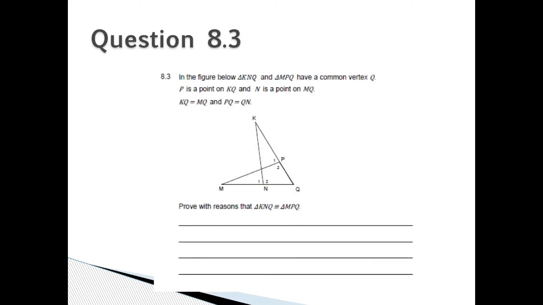In the figure below, triangle KNQ and triangle MPQ have a common vertex Q. P is a point on KQ and N is a point on MQ. KQ is equal to MQ and PQ is equal to QN. You are asked to provide, with reasons, why triangle KNQ is congruent to triangle MPQ.